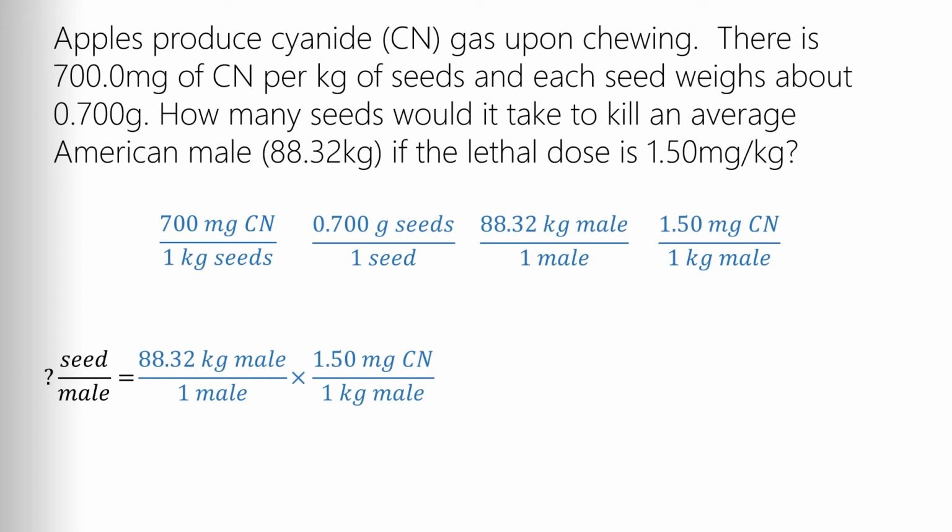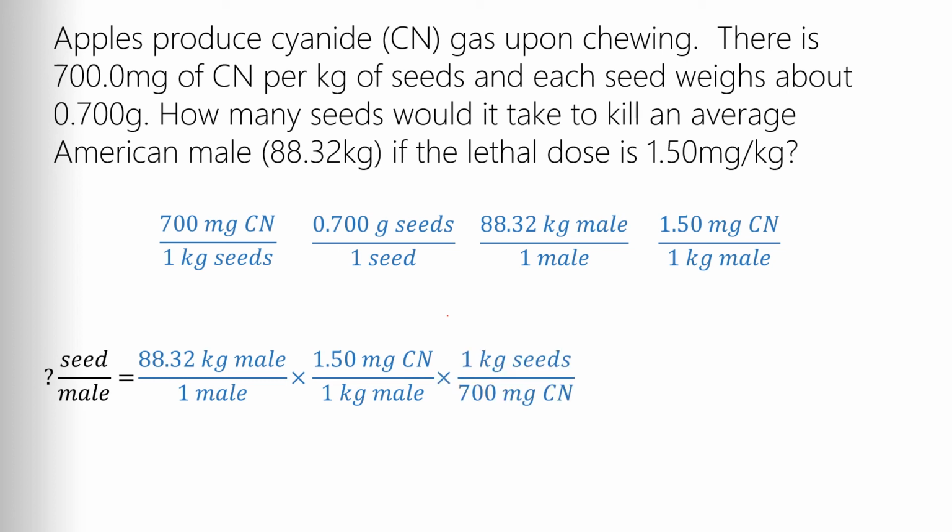Now, the next thing is to step that top unit to the top unit I have in the answer. So I'm starting at kilograms of male per male, and I'm trying to get to seeds per male. My first step, since male is already where it needs to be, is to convert kilograms of male into something else. So I look for another piece of data up here that has kilograms of male, and this last part right here, 1.5 milligrams of cyanide per kilogram of male. All right, there they are. Plop it down there, and kilograms of male cancel each other out.